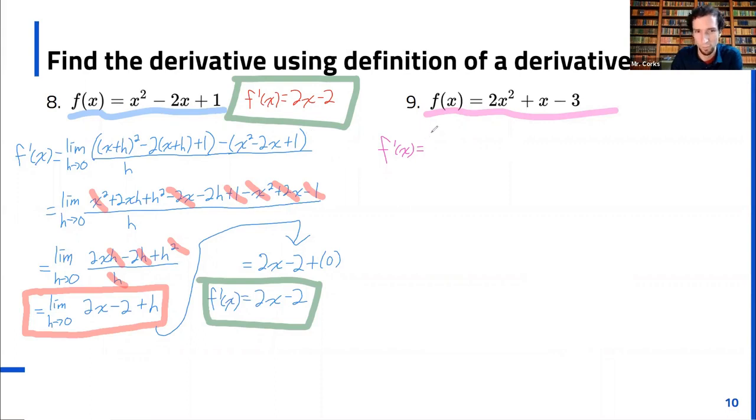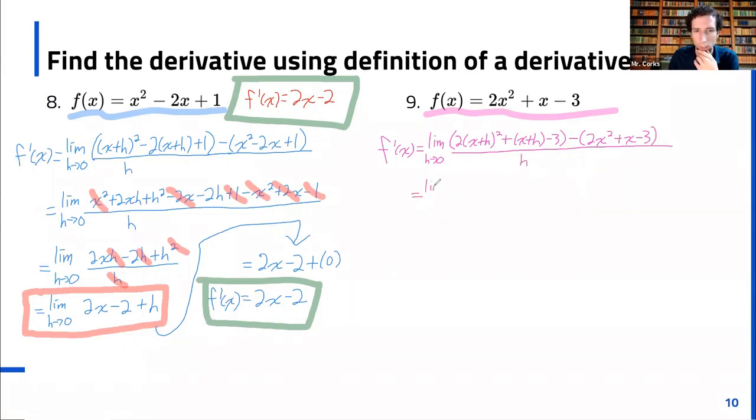Limit h approaches 0 of x plus h squared plus x plus h minus 3, plus h squared plus x plus h minus 3, and minus 2x squared plus x minus 3, squared plus x minus 3. Okay, over h. Over h, good.